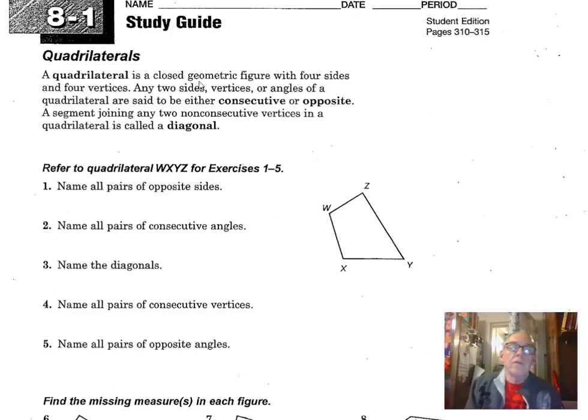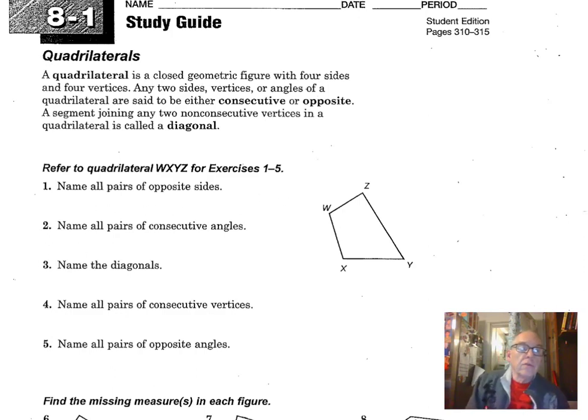So first of all, a quadrilateral is a closed geometric figure with four sides and four vertices. Any two sides, vertices, or angles of a quadrilateral are either consecutive or opposite. A segment joining any two non-consecutive vertices in a quadrilateral we call a diagonal. And that's basically what we constructed when we did the discovery investigation for the triangle sums theorem, or for the interior angle theorem for polygons.